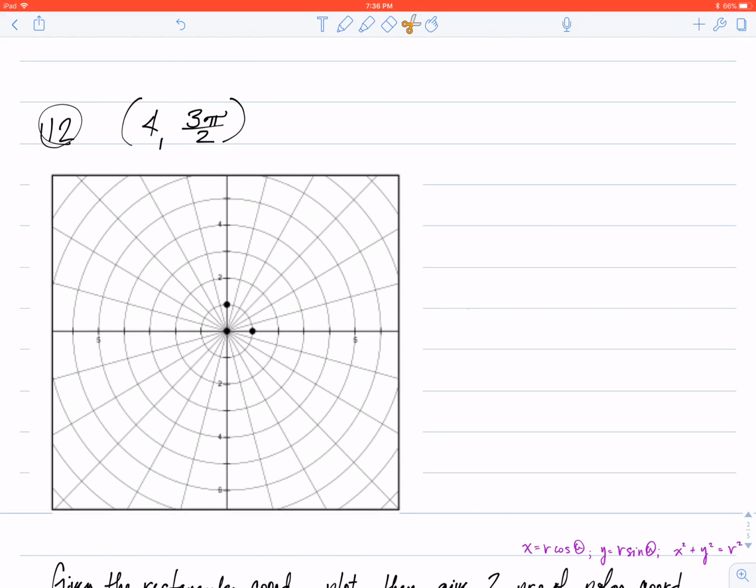If you jump down to number 12, this particular angle I'm dealing with here is going to be a radian angle. So you're going to see both of these. Just make sure that you switch back and forth accordingly.